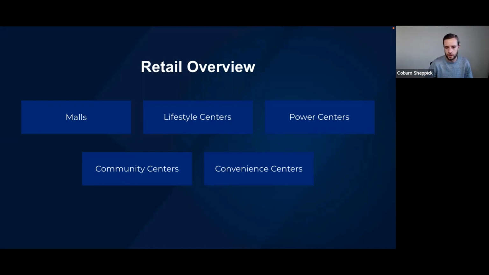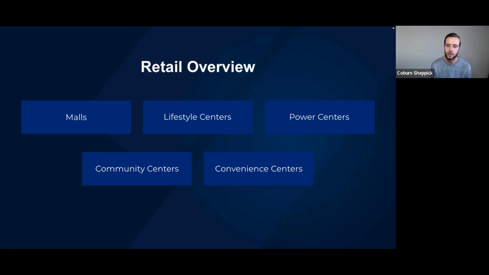Then you've got your community centers. These are your local grocery stores. You might have a couple small sandwich shops or a Starbucks nearby. These are usually anchored by a grocery, once again, and are much smaller than a power center, much smaller than a lifestyle center, much smaller than a mall. There's a few quality tenants there with an anchor tenant as well, usually a grocery store.